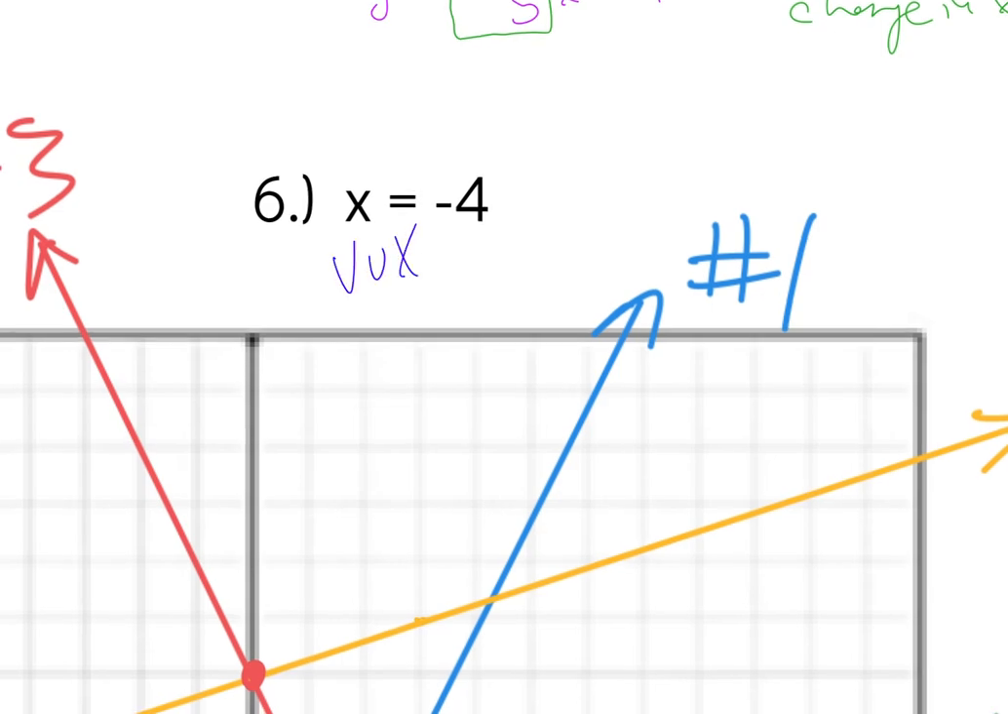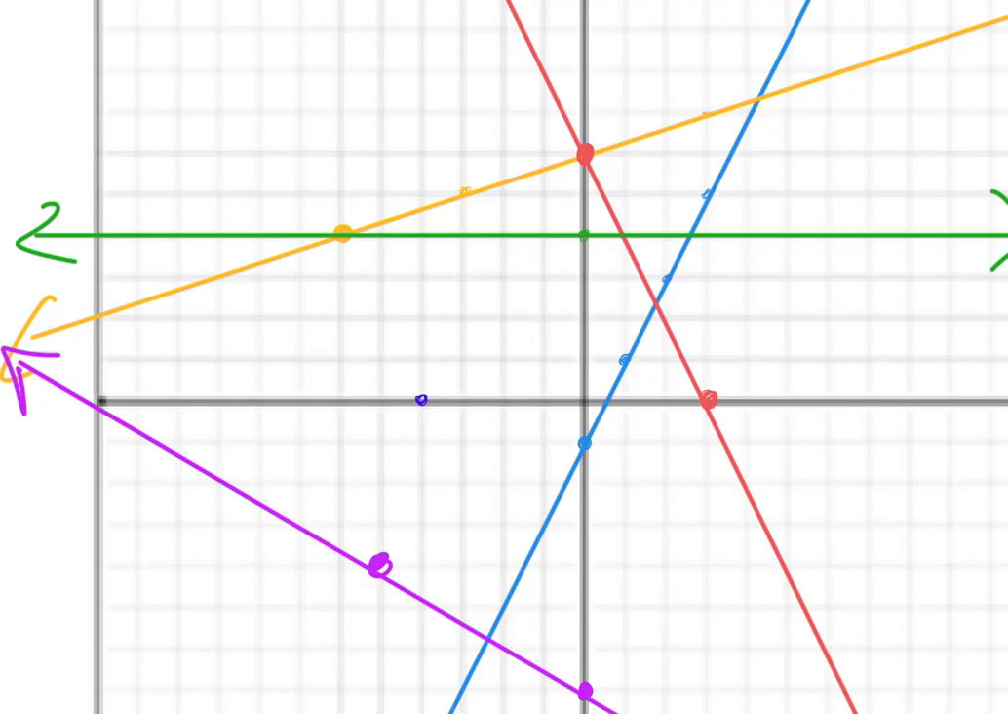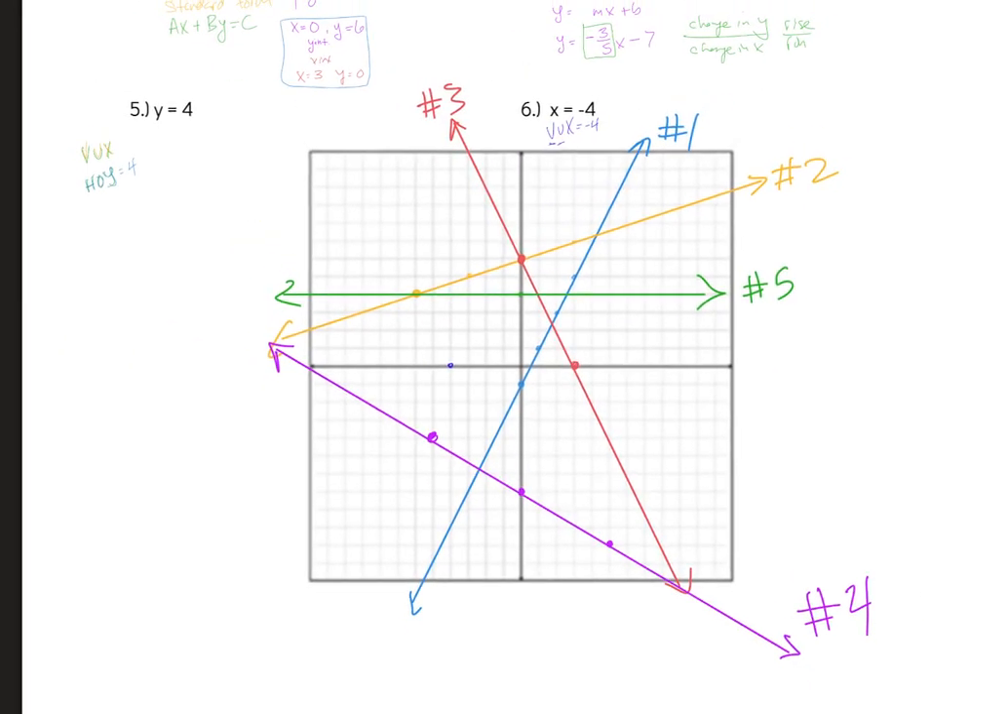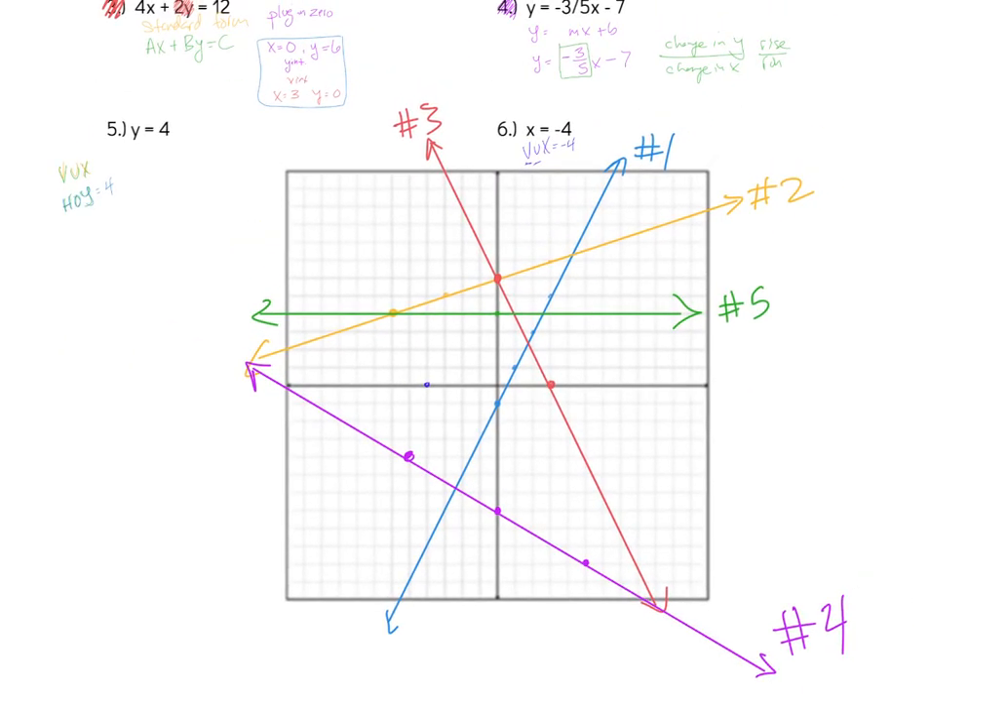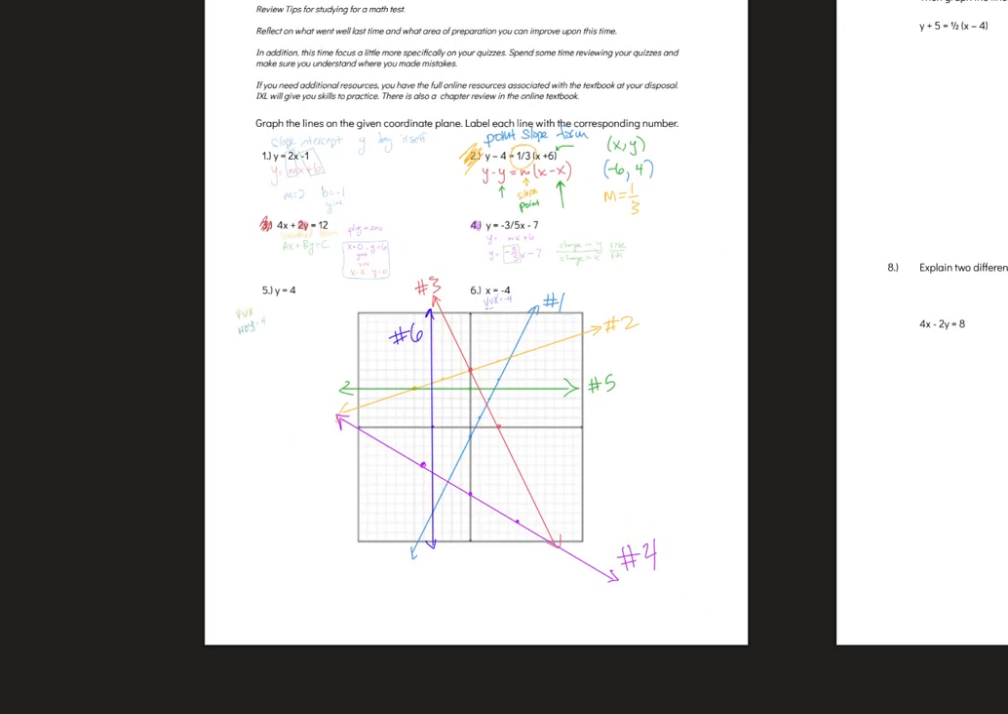And last but not least, we have x equals -4. That's Vux. It's a vertical line because it's an undefined slope, and it's x equals. So where does x equal -4? Right about here. Grab the ruler. 90 degrees. Here we are. And this is number 6. We've officially graphed all 6 of those.